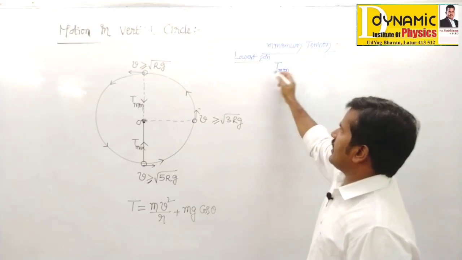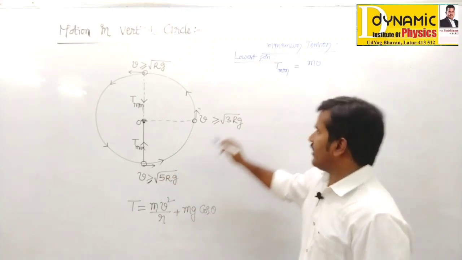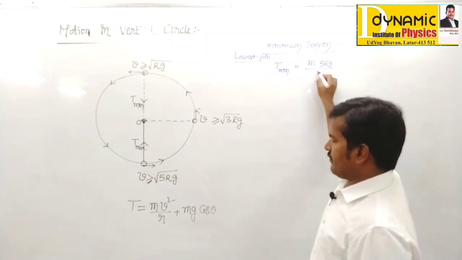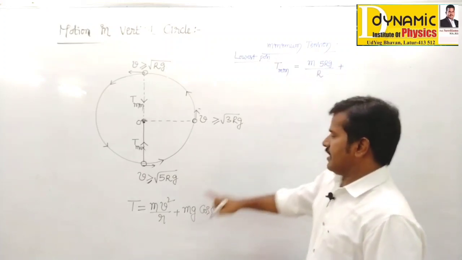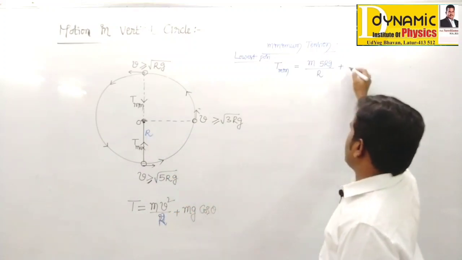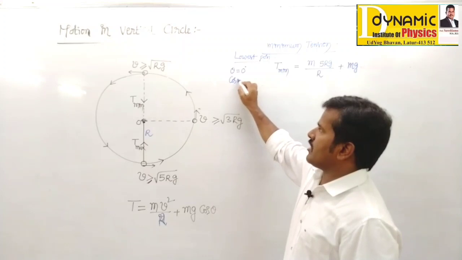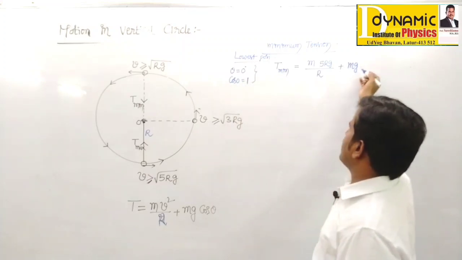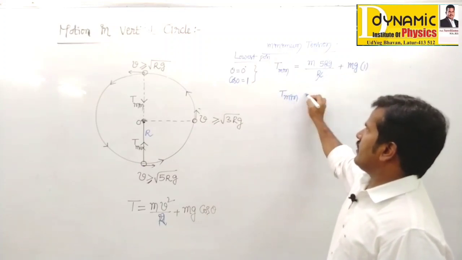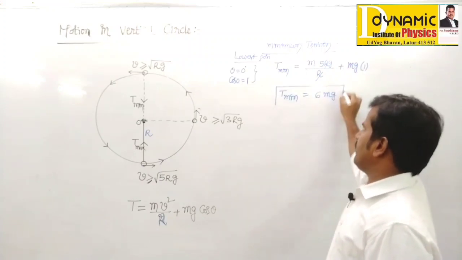So at the lowest position, what is the minimum tension? The minimum velocity at the lowest position is root 5 rg. So m times 5 rg by the radius R, plus mg cos theta. At the lowest position theta becomes 0 and cos 0 is 1, so mg into 1. Then T minimum is 5 mg plus mg, that means 6 mg. This is the minimum tension.